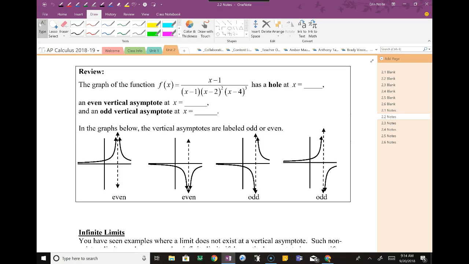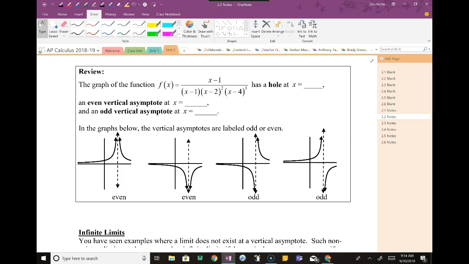Everybody looking at this box here? Yes. Okay, so we have this function, this gnarly looking rational function, and you've got a whole bunch of stuff in the bottom. The cool thing about this is it shows us different scenarios that you are going to see. We always try to simplify before anything.